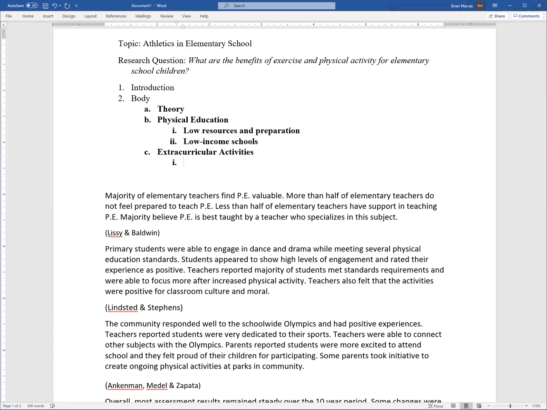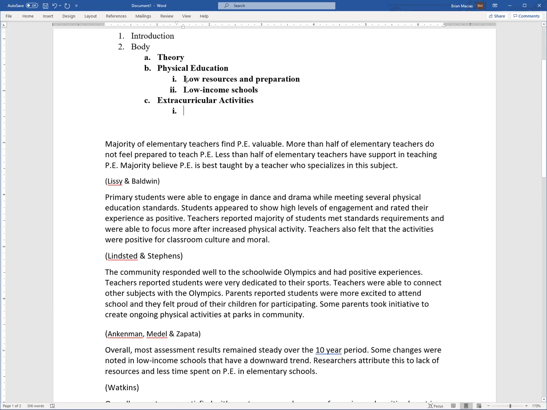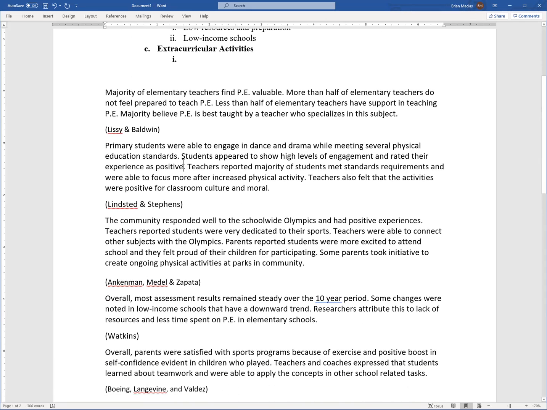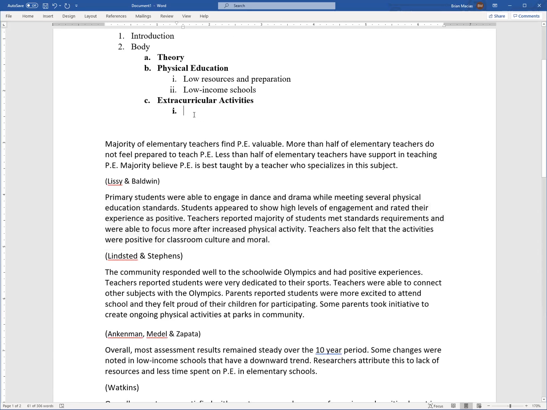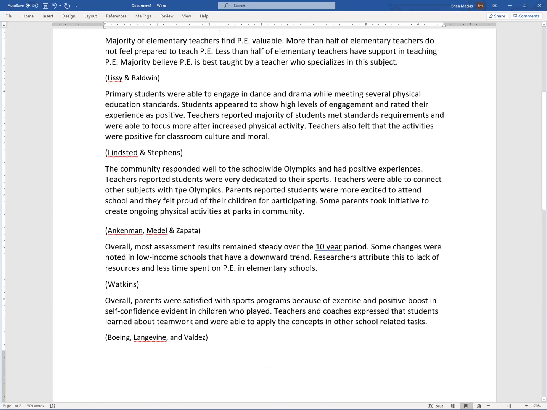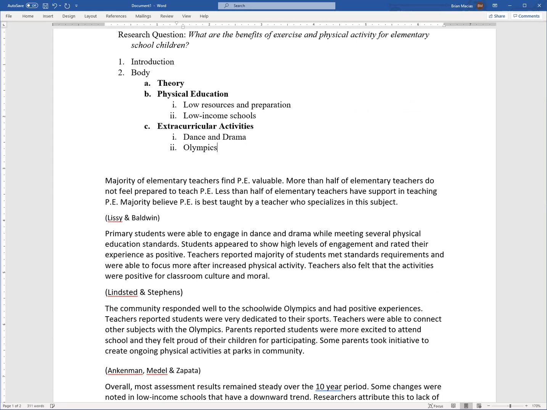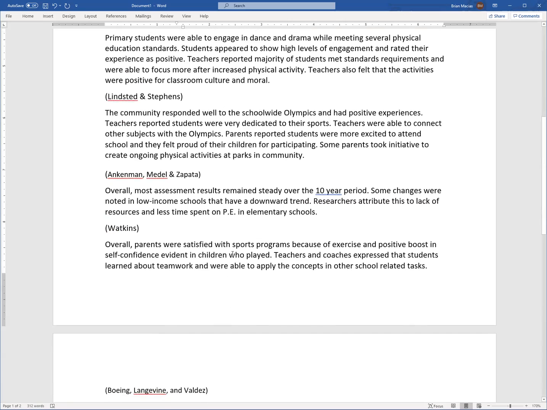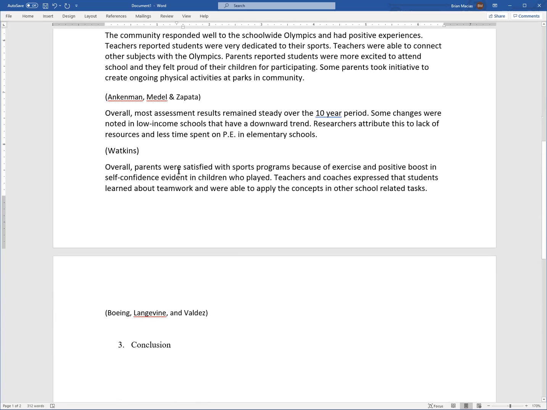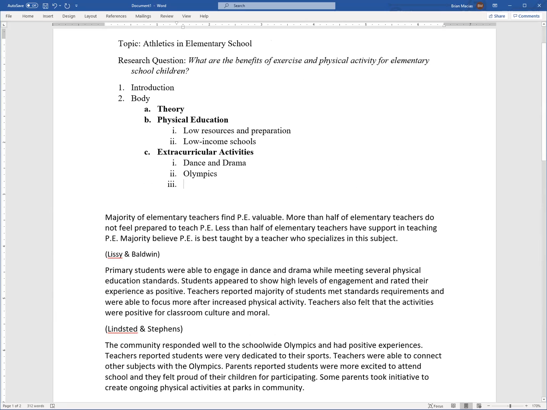So my next section is extracurricular activities. You can start to see now it's starting to turn into a nice little outline, right? So my extracurricular activities ones would be this one, talks about dance and drama. I don't need that bolded. The next one down here, community school-wide Olympics program. Okay. So I'll just call it the Olympics here. And then the last one down here, we have, let's see, sports, right? We got a sports program. So let's go ahead and make a section called sports.